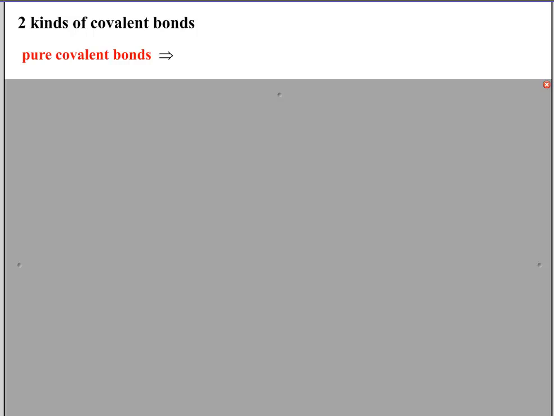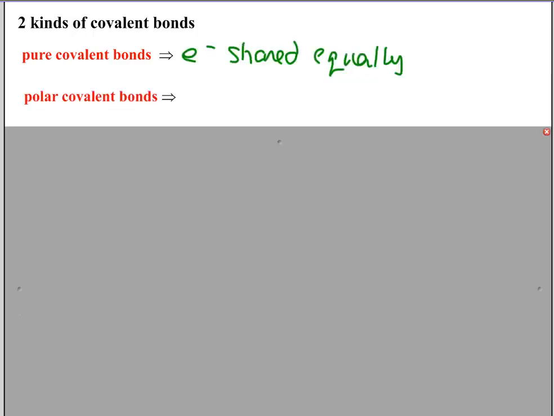Okay, covalent bonds, again, are the type of bonds where electrons are shared between atoms, and we actually have two kinds of covalent bonds. We have pure covalent bonds, and for pure covalent bonds, we have the electrons being shared essentially equally between the atoms. For polar covalent compounds, the electrons are shared, but one atom has a stronger pull on the electrons than the other atom, so the electrons are shared unevenly between the atoms.